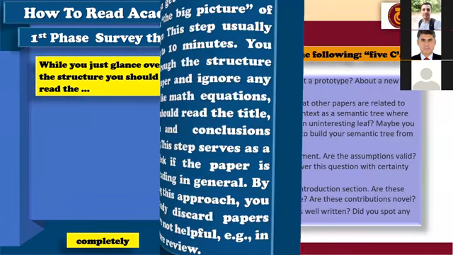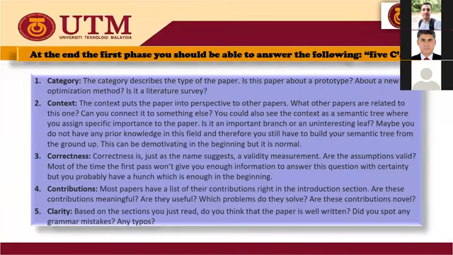At the end of the first phase, you should be able to answer the following 5 C's. From reading the abstract, title, and conclusion, sometimes we can find the category. The category describes the type of the paper. Is this paper about a prototype, about a new optimization method? Is it a literature survey? This category we can find from the first phase of our reading.